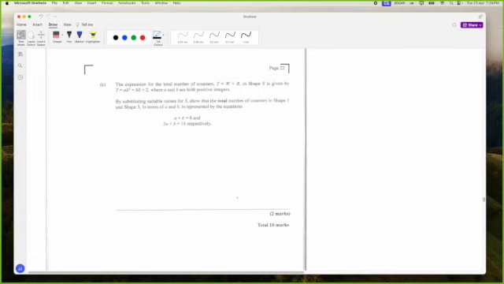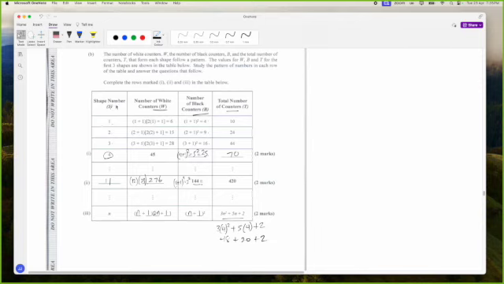The expression for the total number of counters, T, which is W plus B, in shape S is given by AS squared plus BS plus 2. We can see here that this is a quadratic where A and B are both positive integers. So that is the total number of counters. So T is AS squared plus BS plus 2. And remember, S, the shape number, is really N. That is just really N.